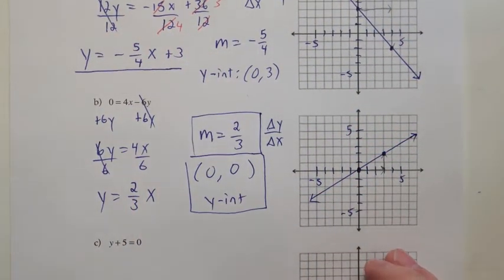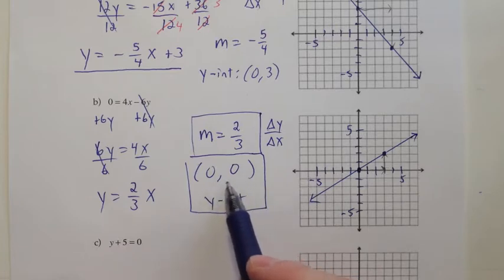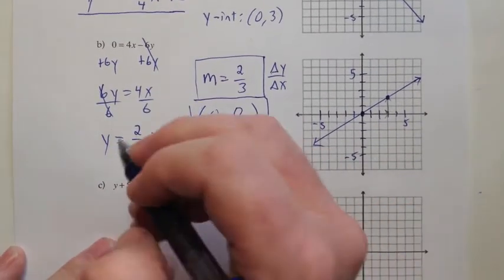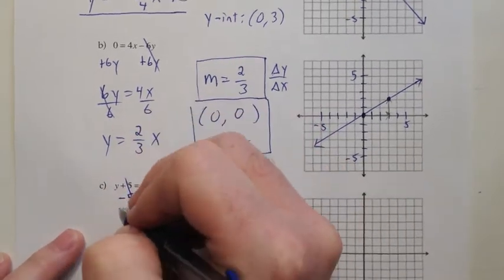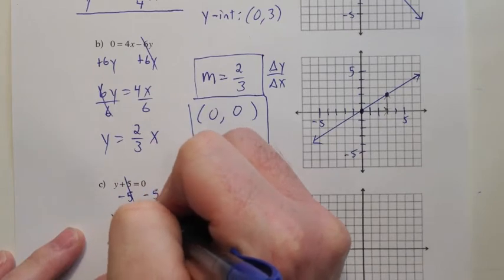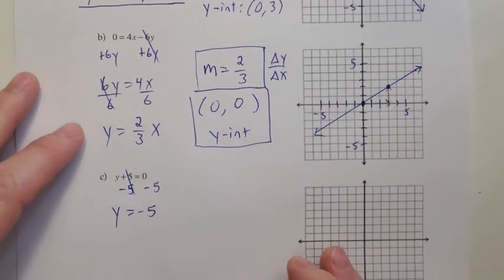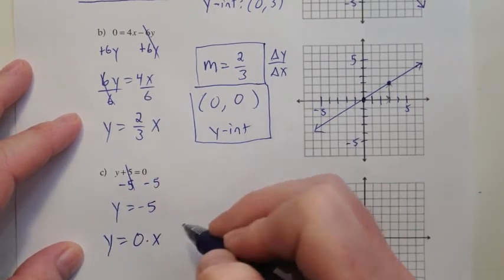Alright, and then just one more case of this. So the thing that was somewhat interesting about this one is there's no constant term, so we need to know how to deal with that. That just means your Y-intercept is 0, 0. On this one, when we go to solve for Y, we would subtract 5 from both sides. The 5's cancel, and we just get Y equals -5. So the thing that's interesting about this one is there's no X term. But if there's no X term, what that really means is the coefficient of X must have been 0.